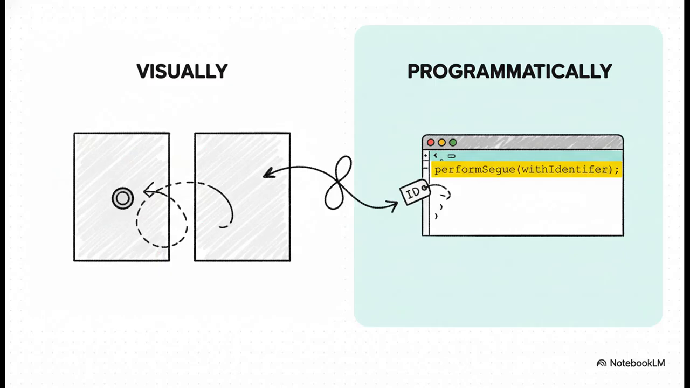And for our final step, we just have to trigger it. And you've got 2 main options here. For the simple stuff, you can just control drag from, say, a button directly to the next screen in your storyboard. Easy. But if you need a bit more control, maybe you need to check some conditions first, you can give that segue an identifier and then call it from your code using performSegue with identifier.